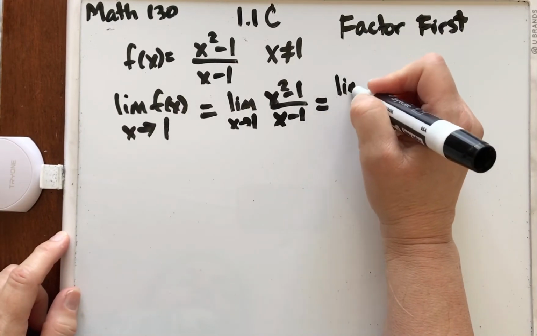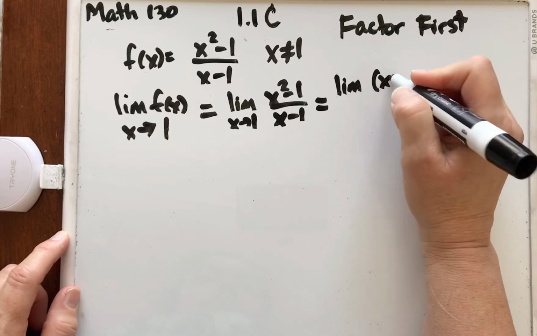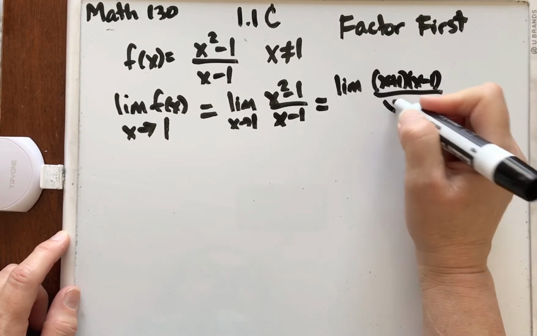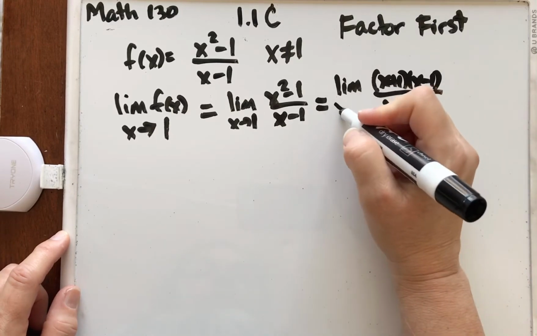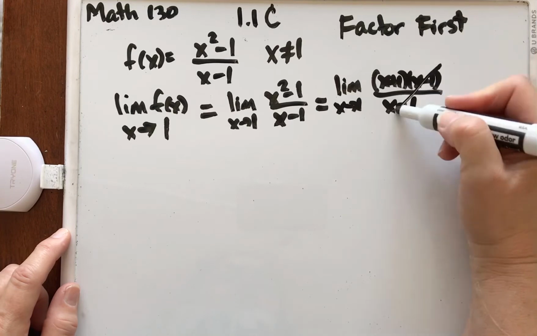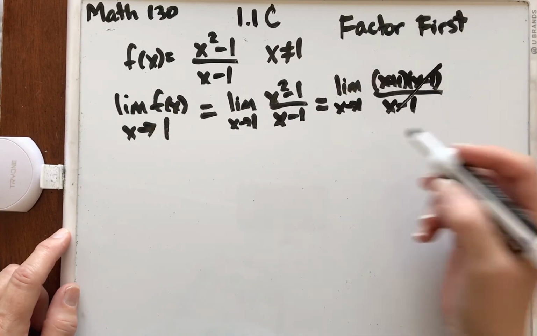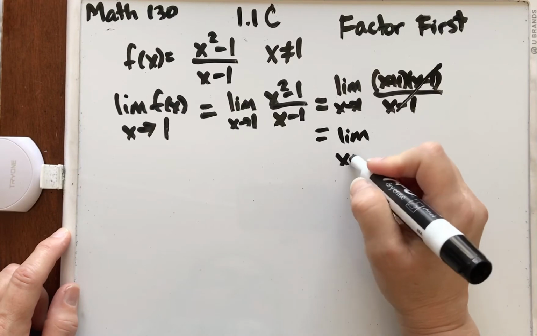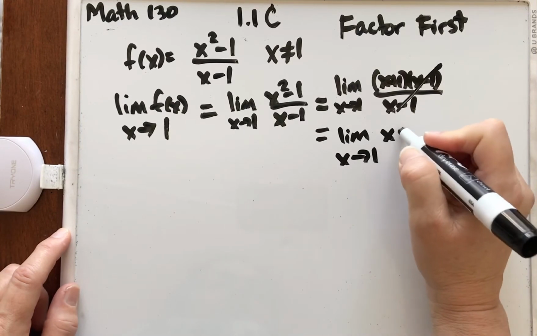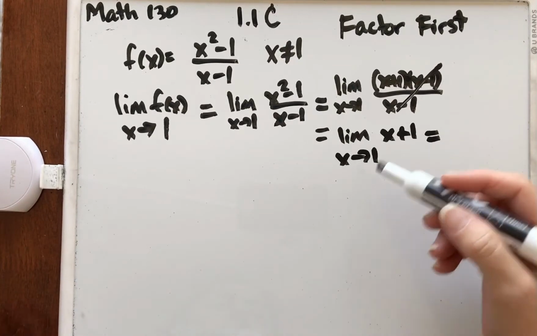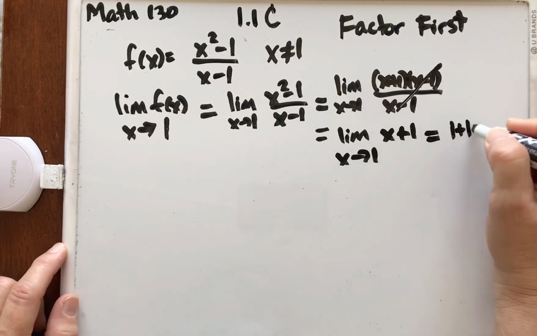So this becomes x plus 1 times x minus 1 over x minus 1 as x approaches 1. All right, factoring first, this goes away. And we have the limit as x approaches 1 of x plus 1. Now in this case, we can put the number right in and evaluate it.